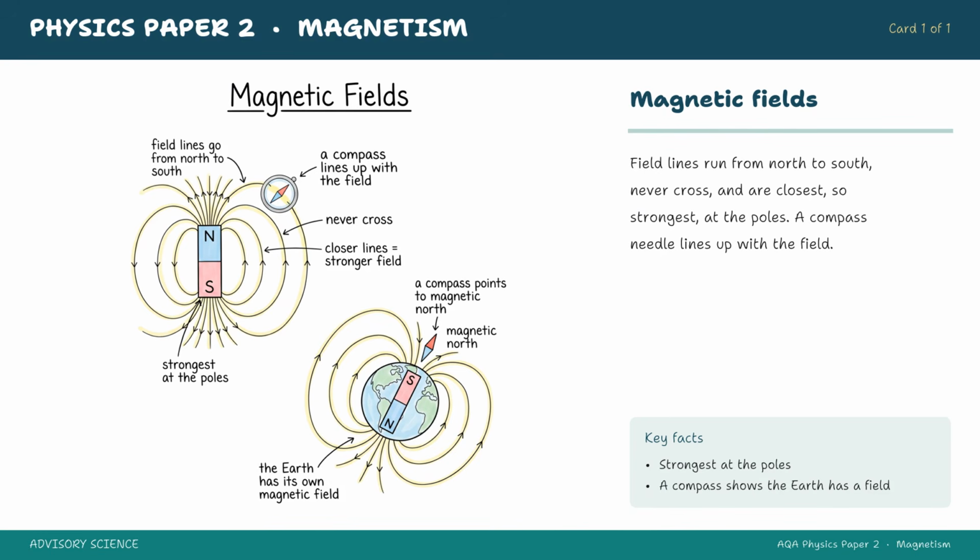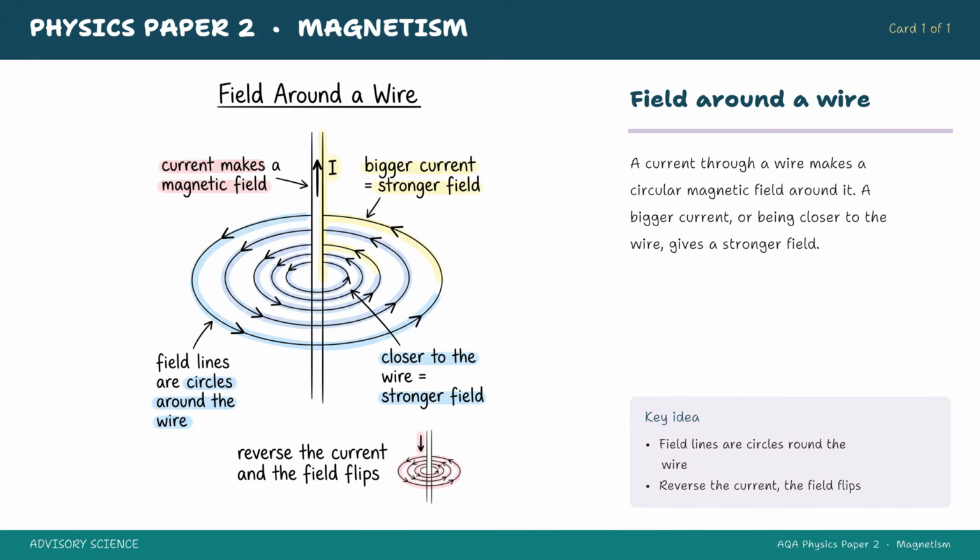Here's the big idea that links electricity and magnetism. Whenever a current flows through a wire, it makes a magnetic field around the wire, and the field lines are circles around it. Two things change the strength. A bigger current makes a stronger field, and the closer you are to the wire, the stronger the field. Reverse the direction of the current, and the field flips direction too.